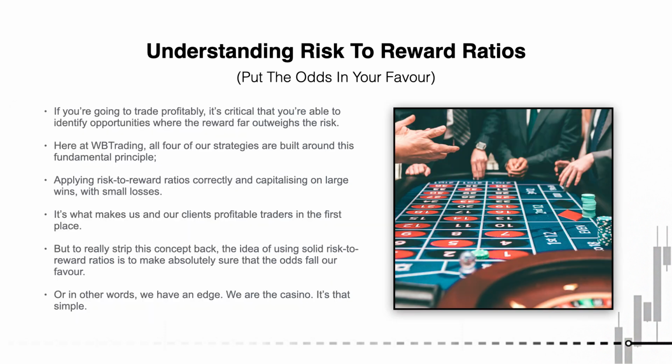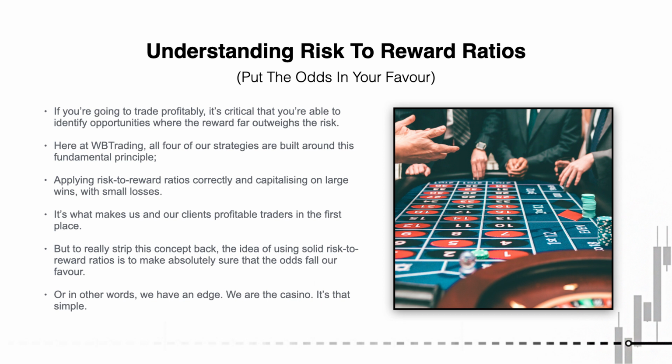Now, if you're going to trade profitably, it's critical that you're able to identify opportunities where the reward far outweighs the risk. And here at WB Trading, all 4 of our strategies are built around this fundamental principle, okay? Applying risk to reward ratios correctly and capitalizing on large wins with small losses. Okay, it's what makes us and our clients profitable traders in the first place, right?